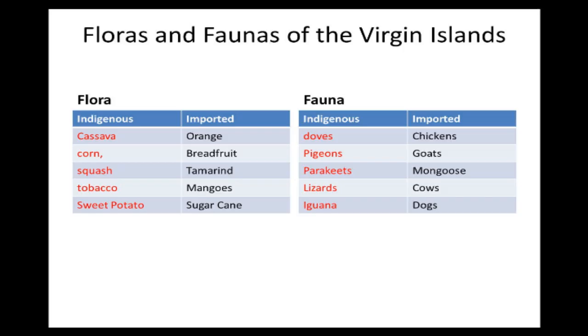Some examples of indigenous floras are cassava, corn, and squash. Some examples of imported floras are orange, breadfruit, and tamarind. Some indigenous faunas are doves, pigeons, and lizards, while some imported faunas are chickens, goats, and cows.